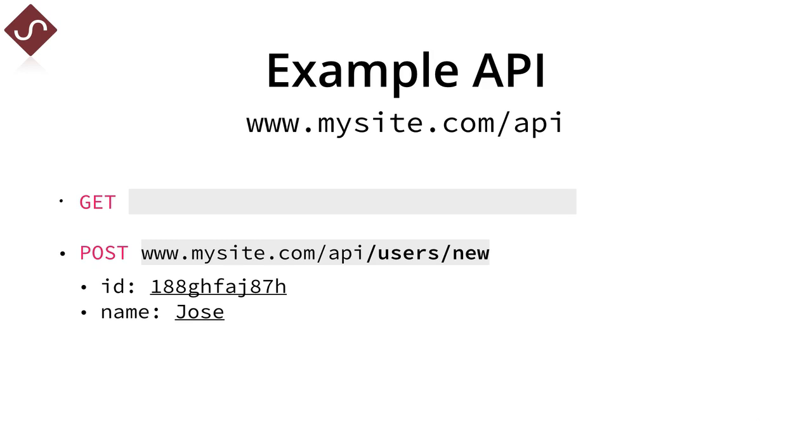And then we would also have to send it what data we want to add. So in this case, we'd be adding the ID and the name of the user. The API would then worry about interacting with the database and putting that into the database. The application would only know that that was successful or unsuccessful.